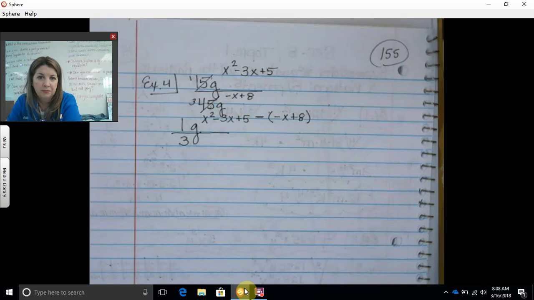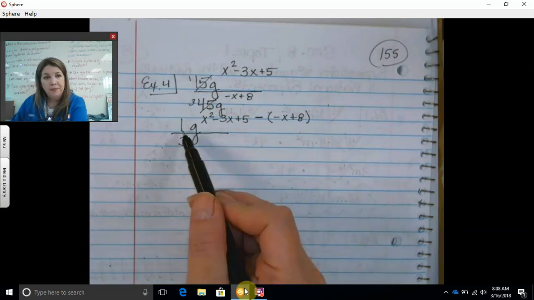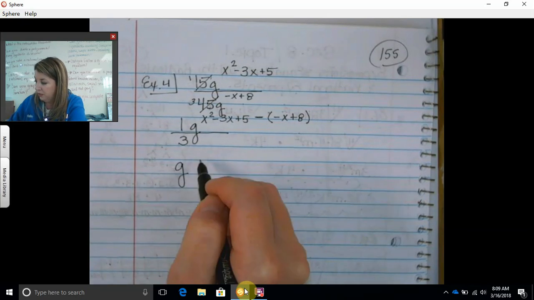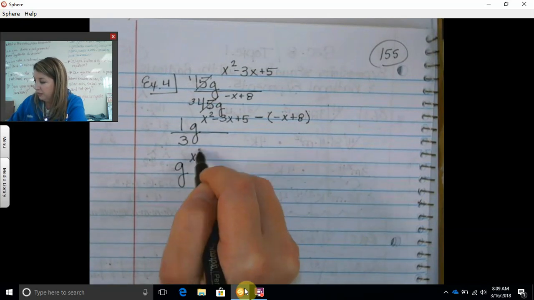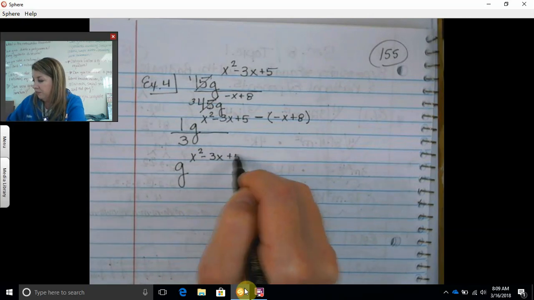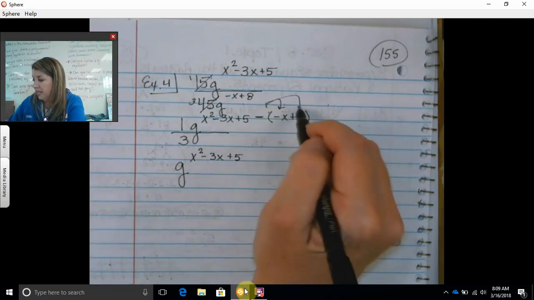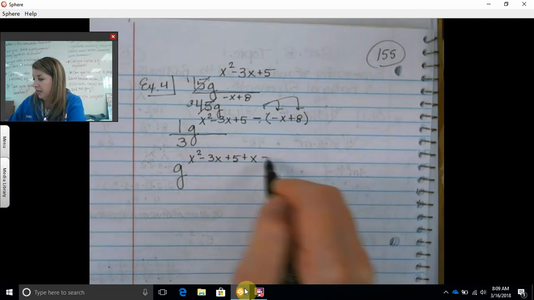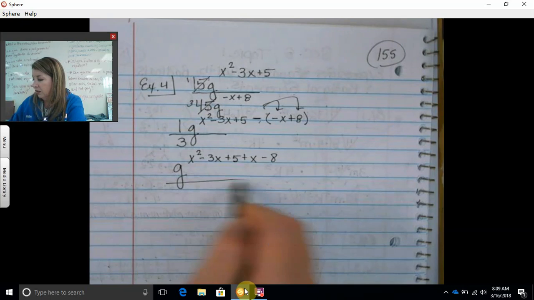Coolio? So let me do this. Do I need this 1 here? No. So I'll just write g raised to the x squared minus 3x plus 5. Distribute the negative. What's negative times negative x? Plus x minus 8. All over 3.